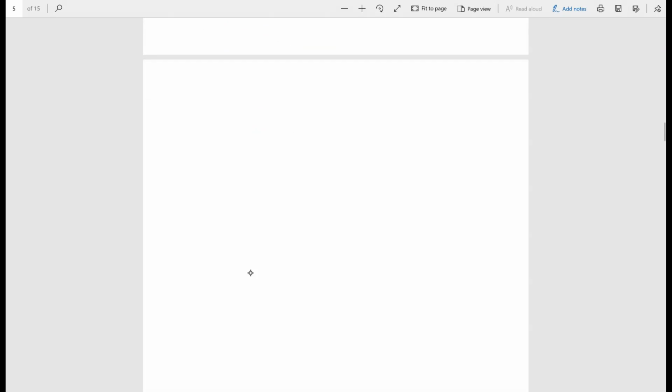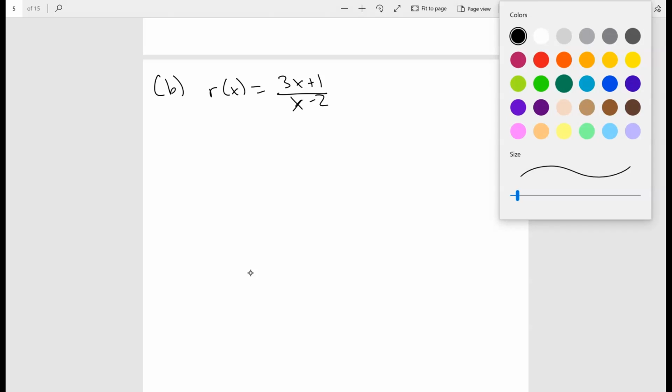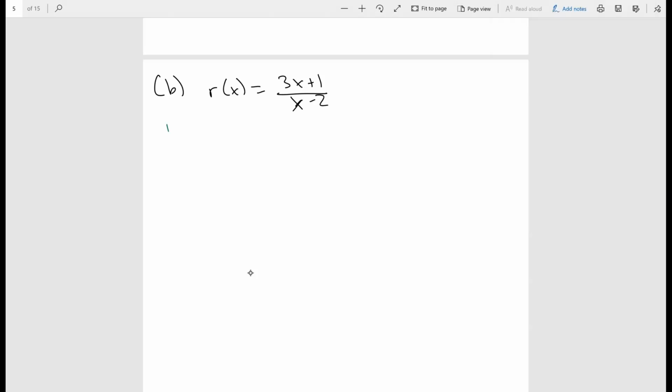So let's say we want to look at, I don't know, r of x is equal to 3x plus 1 over x minus 2. Okay, so here we have something very similar to the previous one, but now we have a plus 1. So how is that going to change everything? So first steps first. The first thing that we're going to do is find the x and the y-intercepts, or factor it, but notice that you can't factor it anymore.